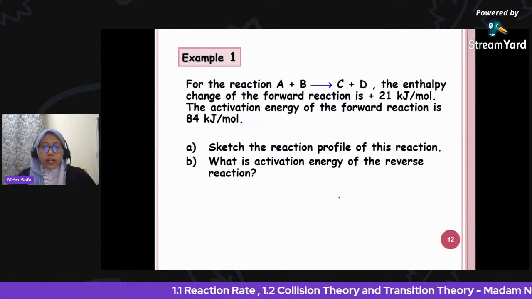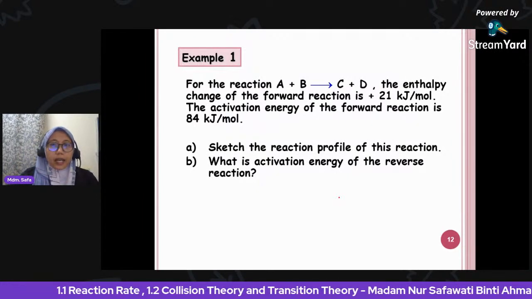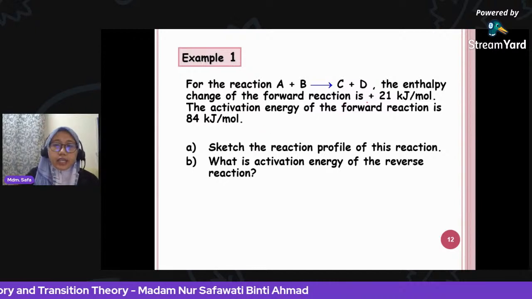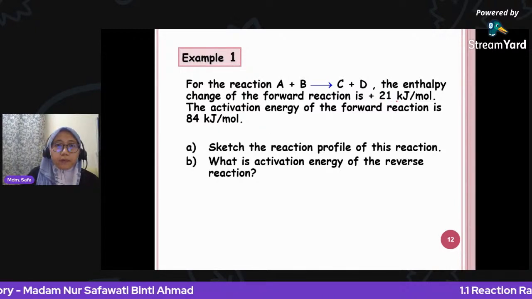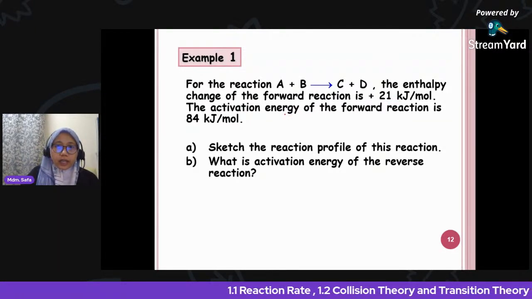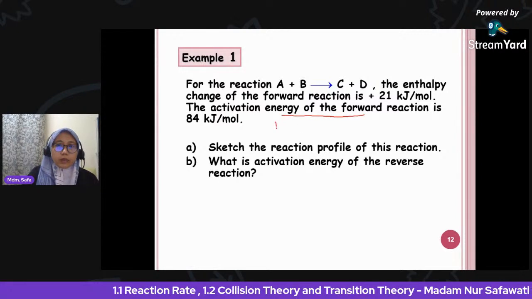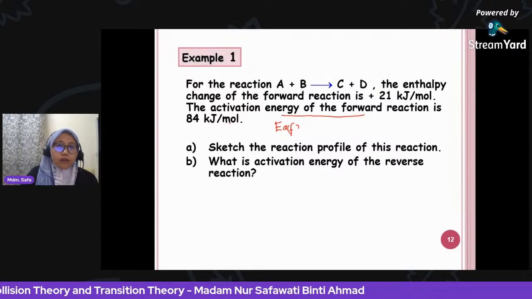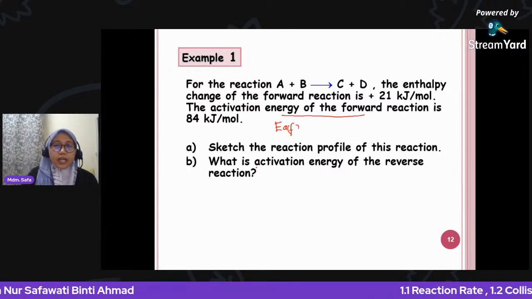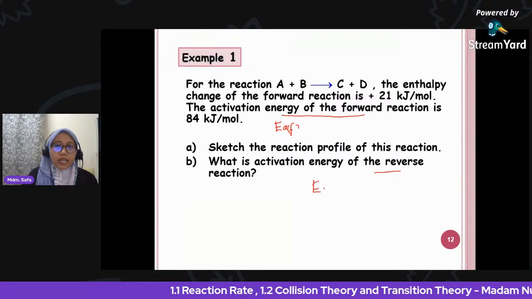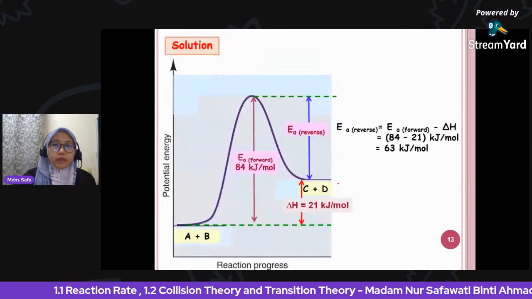Okay, kita tengok example. For the reaction A plus B produce C plus D, the enthalpy change of the forward reaction is positive 21 kJ per mole. The activation energy for the forward reaction, so maksudnya ini adalah EA forward, is 84 kilojoule per mole. Sketch the reaction profile of this reaction and B, what is activation energy for the reverse reaction? Dia minta EA reverse, okay. Kita tengok dia punya solution.